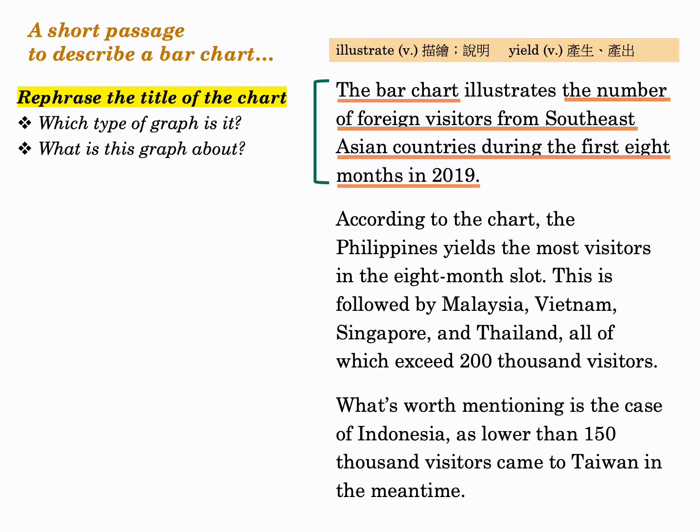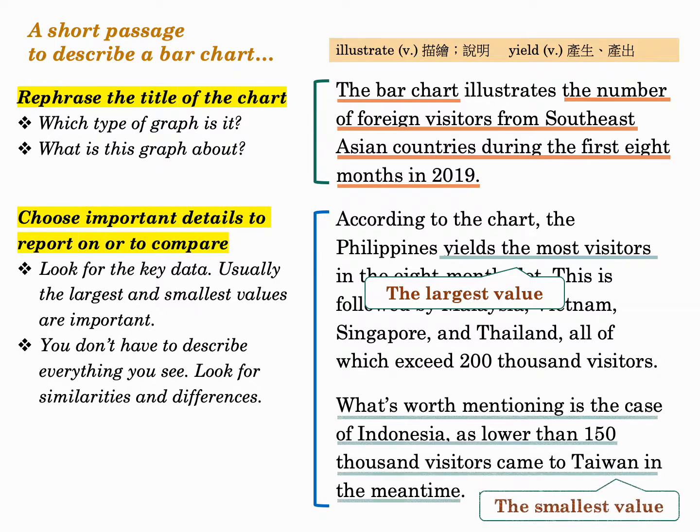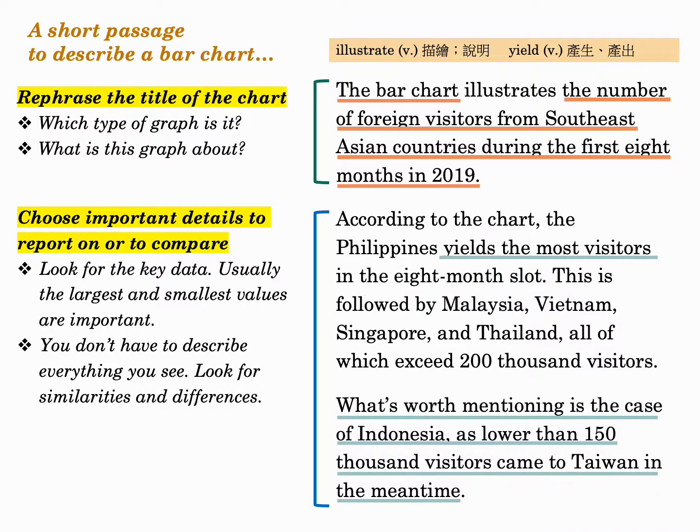Later, we dig deeper into the details. You should look for the key data, and usually the largest and smallest values are important. Here we pick the Philippines, the largest, and Indonesia, the smallest. As for other details, we found similarities or differences of our data and put them together to keep our passage tidy. Here we found that Malaysia, Vietnam, Singapore, and Thailand have something in common, that is, the number of visitors from these countries all exceed 200,000.